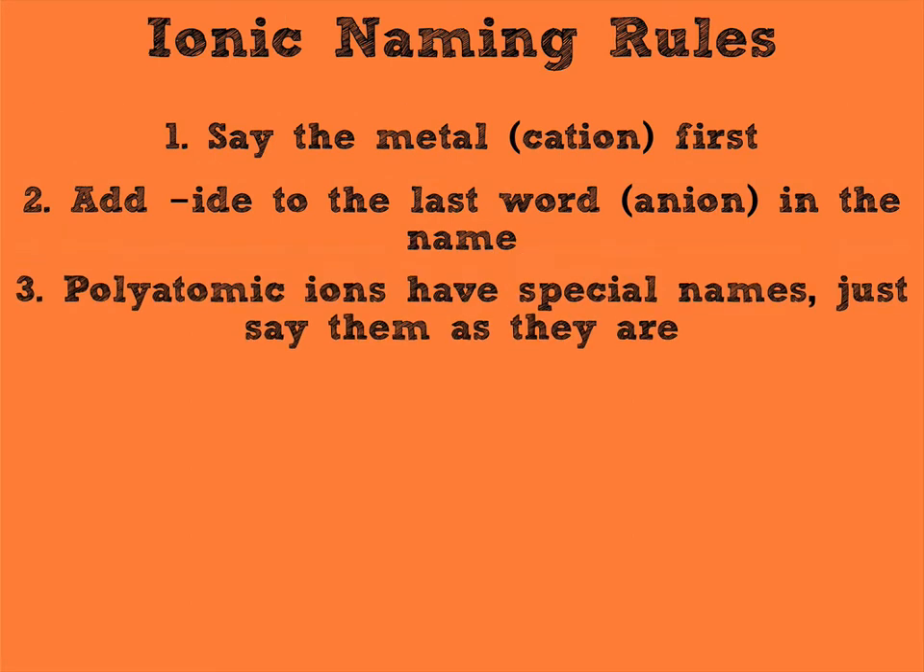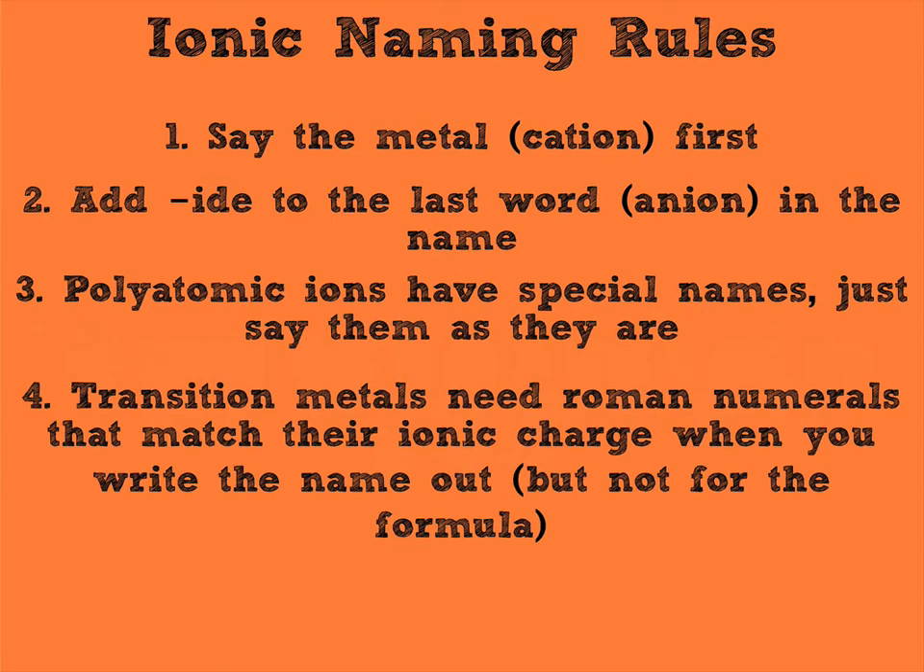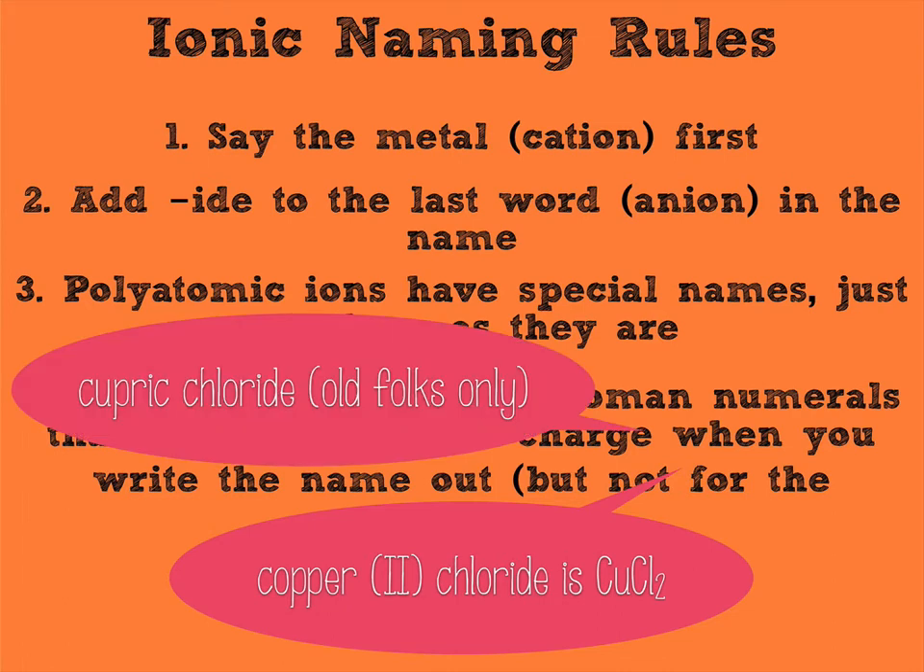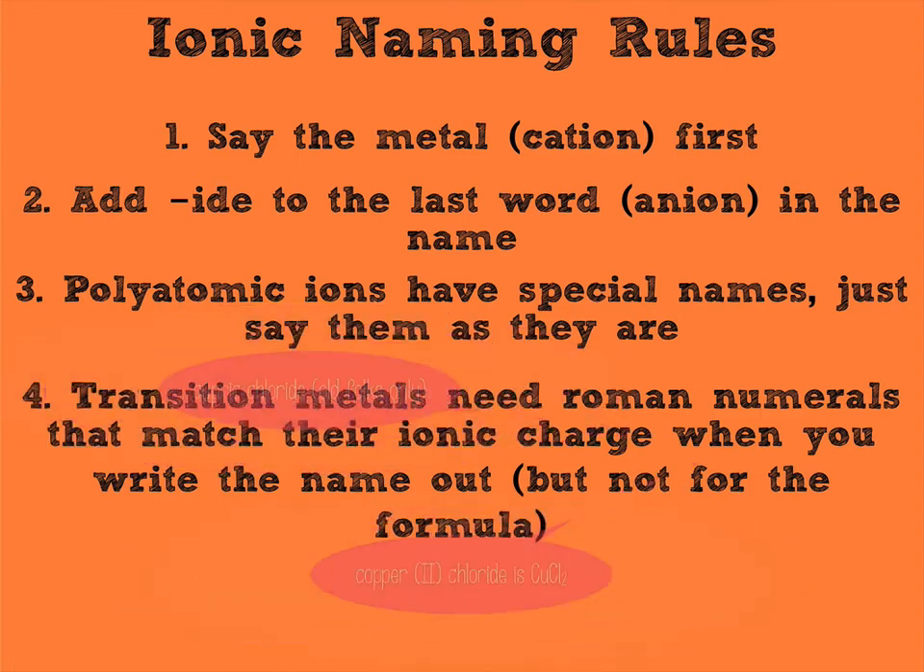Third, polyatomic ions have special names. Just say them as they are. Either look them up or memorize them. Odds are you're going to memorize some whether you like it or not, based on how often you use them. Transition metals need Roman numerals that match their ionic charge when you write the name out, but not for the formula. Old school people will say the classical name, like cupric chloride. Not all of the elements have cool Latin names though, so the stock name is best.